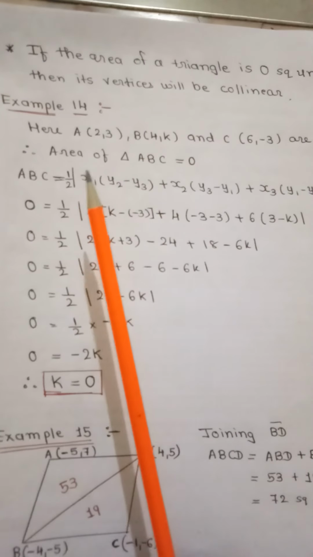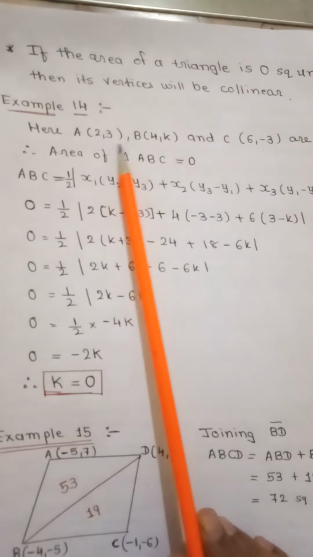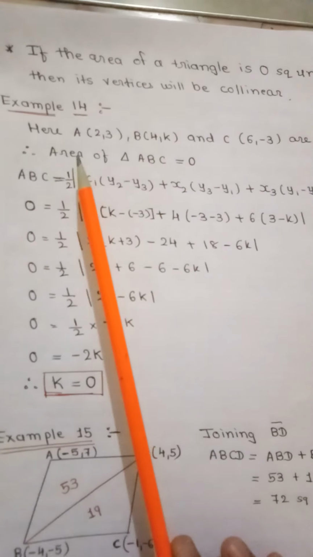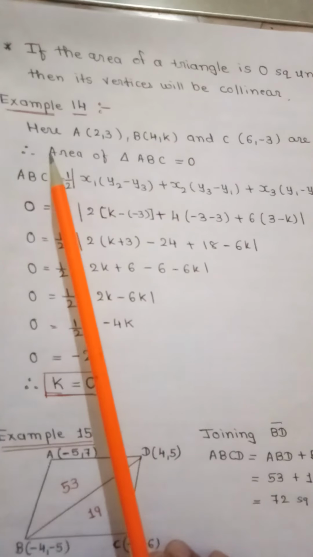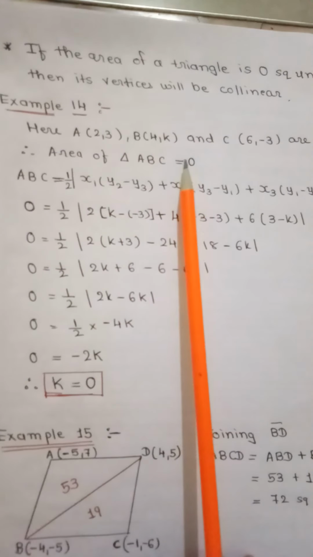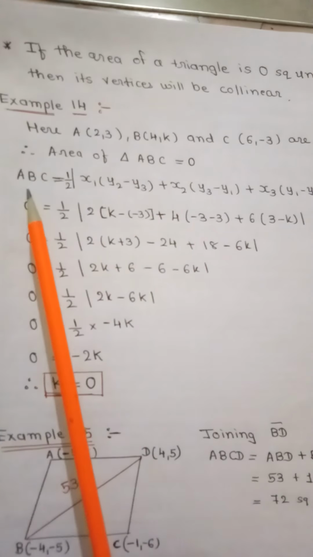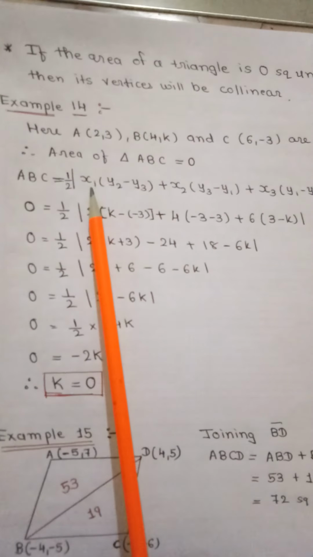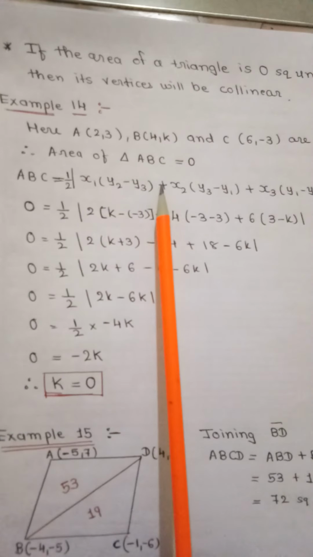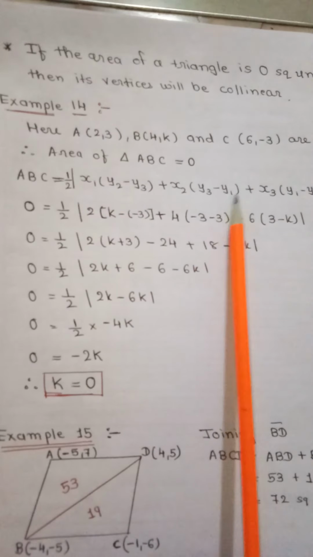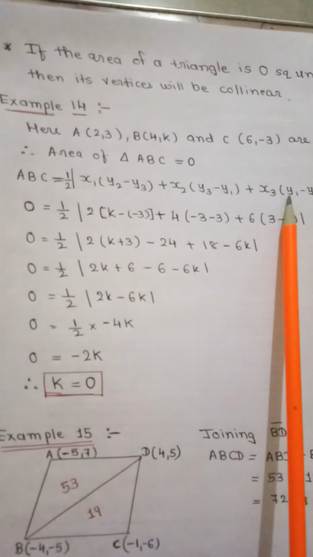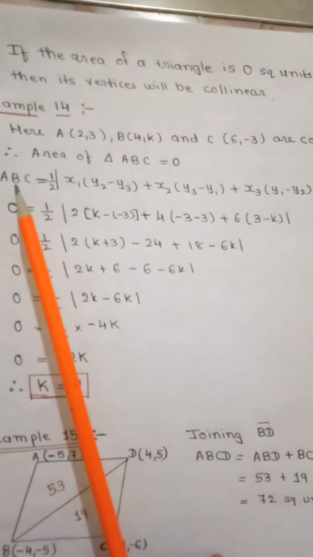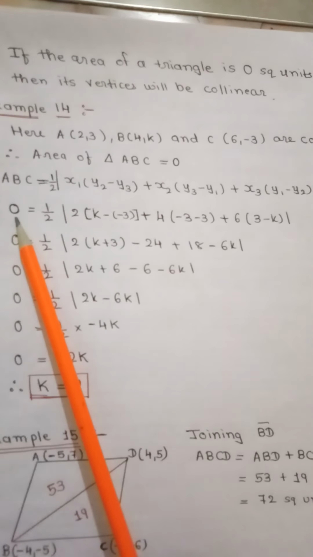Find the value of k if the points A(2, 3), B(4, k) and C(6, -3) are collinear. Now as it is given to us, it is collinear, which means the area of triangle ABC is 0. Therefore, area of ABC is equal to our formula: half into x1 times (y2 minus y3) plus x2 times (y3 minus y1) plus x3 times (y1 minus y2). Now the area of the triangle is 0 because the points are collinear.